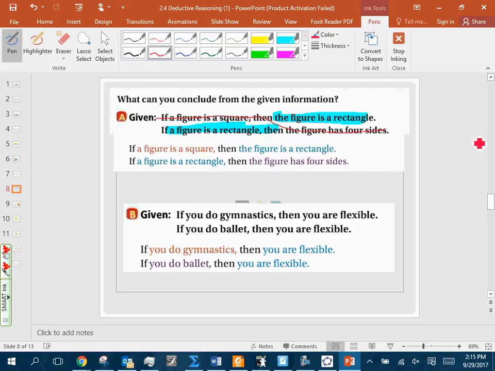Okay. Look at the bottom one. Think about this. Last class had some issues with this, so make sure you pay attention. It says, if you do gymnastics, then you are flexible. If you do gymnastics, then you are flexible. So I'm going to take the flexible part.